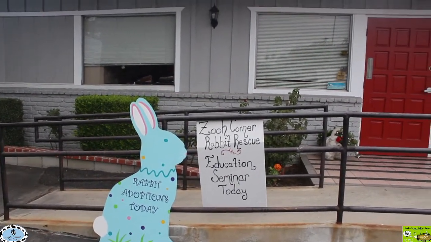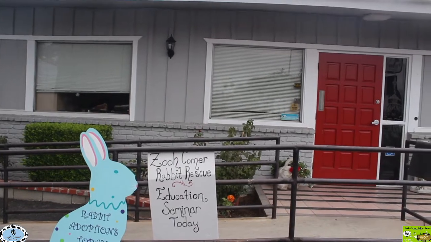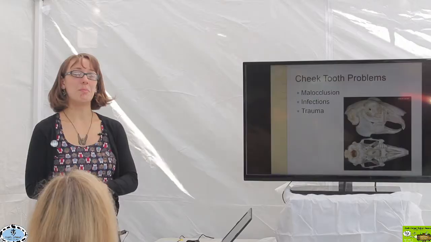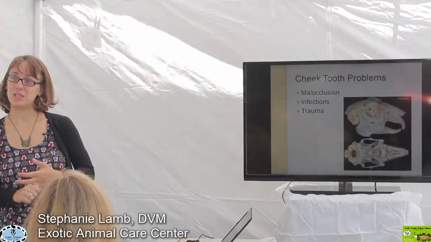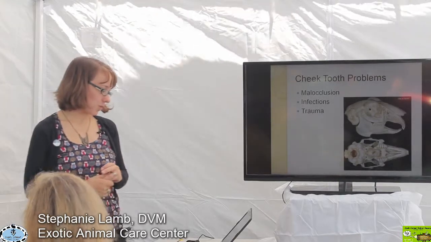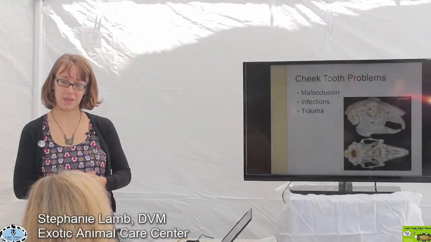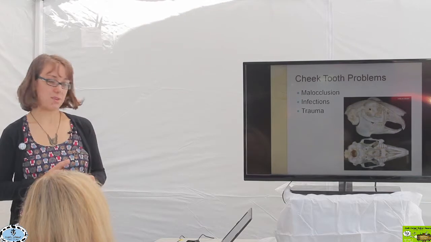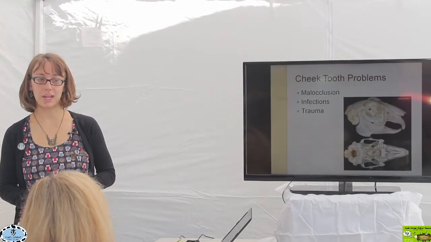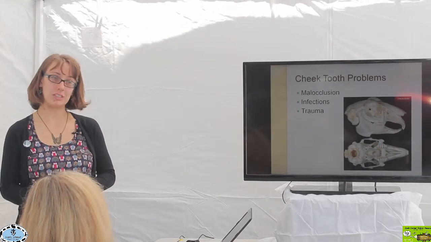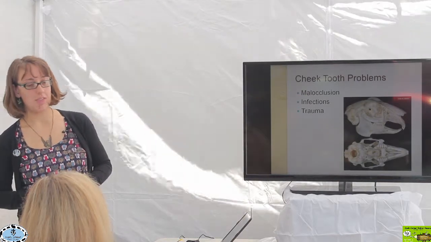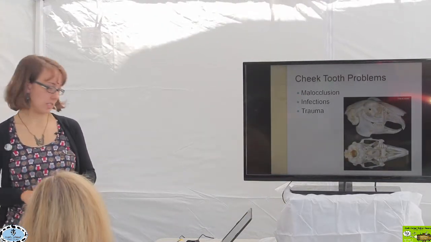Okay, so the cheek teeth are the teeth that are back in the mouth behind those big cheeks. Those are going to be your premolars and your molars. So when dealing with issues in that location of the mouth, we have malocclusions, just like we had with incisors. We have infections, just like we had with incisors. And then trauma is another thing that we'll occasionally see.